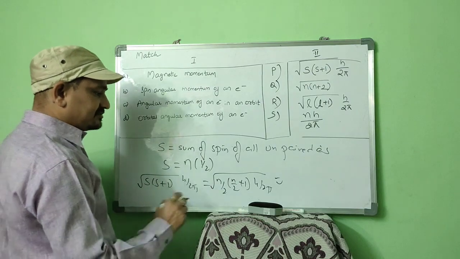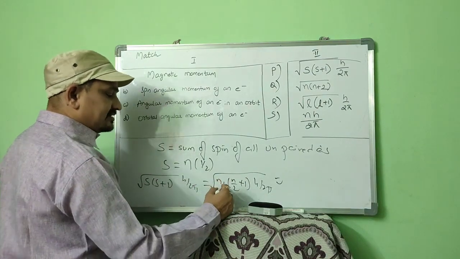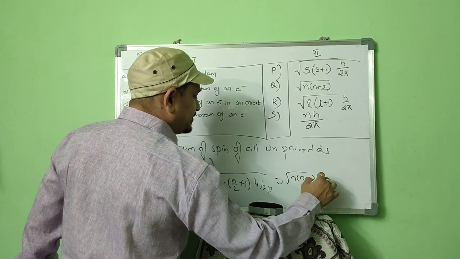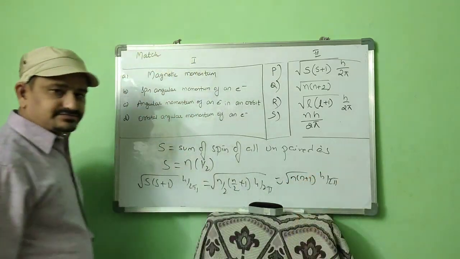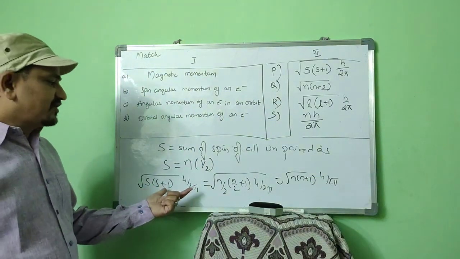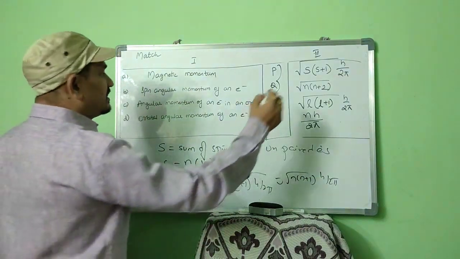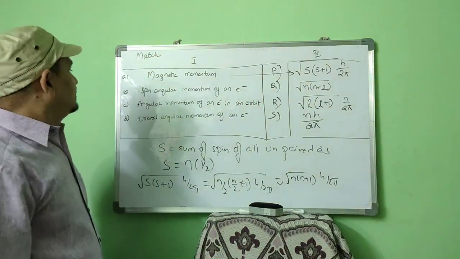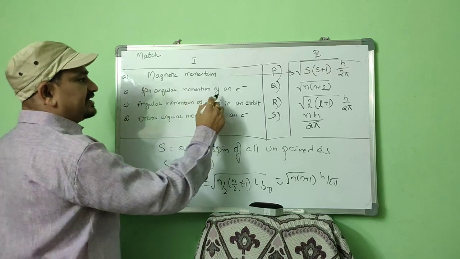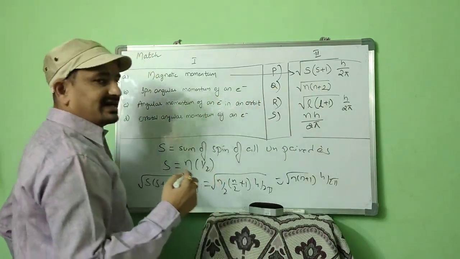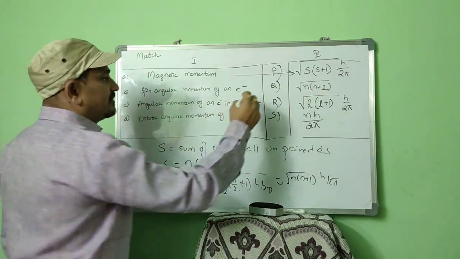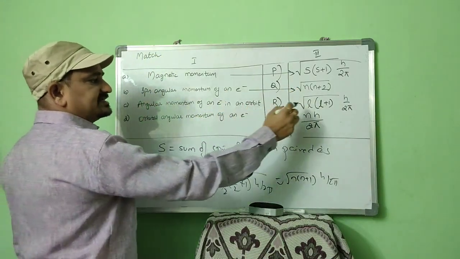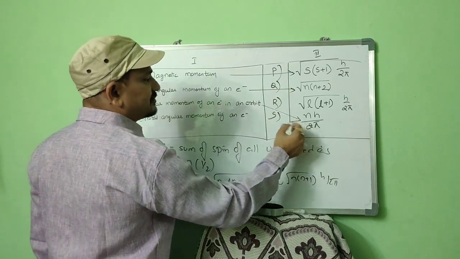On simplification, you are getting root n into n plus 1 into h by 2 pi. Right. So this formula corresponds to magnetic moment. And then spin angular momentum of an electron is root n into n plus 2 Bohr magneton. It's a direct relation. And angular momentum of an electron in an orbit is given with nh by 2 pi.